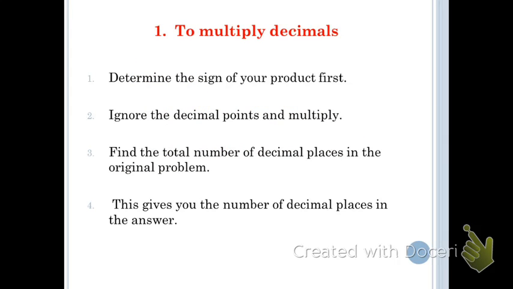To multiply decimals: 1. Determine the sign of your product first. And remember, the product is just going to be the answer to your multiplication problem. 2. Ignore the decimal points and multiply. 3. Find the total number of decimal places in the original problem. And 4. This gives you the number of decimal places in the answer.